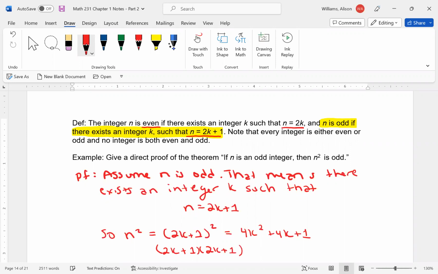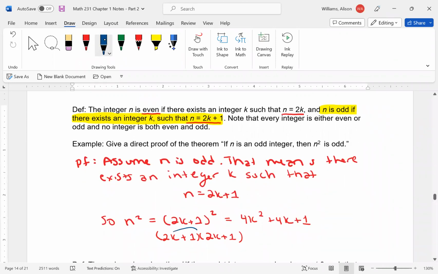All right, if it's been a while. Oh man, I just can't let it go. So you would just distribute 2k and then 1 and then combine the like terms. Okay, if it's been a while, there you go.